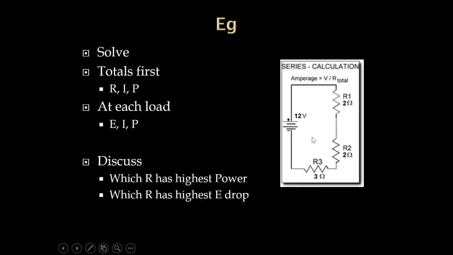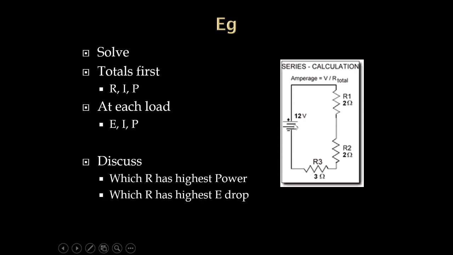So what we're going to do, and this is going to be a method for solving all the circuits. Every time we give you a circuit, there's a kind of a technique or an order that we're going to use to do this if it's at all possible. So what we're going to do is we're going to try and solve our total values first.